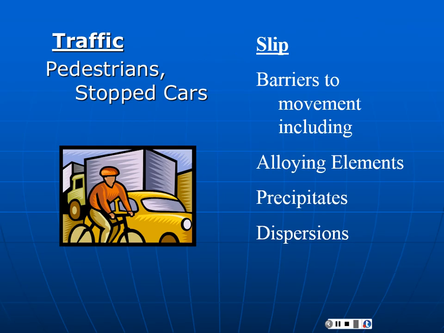All right, the third thing that shuts things down is pedestrians, stopped cars, what have you. And basically, these are barriers to movement. And there are several ways we could do this. Your book separates this into 3. I like to lump them together because in terms of basic mechanism, they're similar. They're going to be a foreign body, not part of the host material, host metal or host structure, that interferes with dislocation movement. And so there could be alloying elements where the atoms distort the crystal lattice and make it more difficult for dislocations to move.